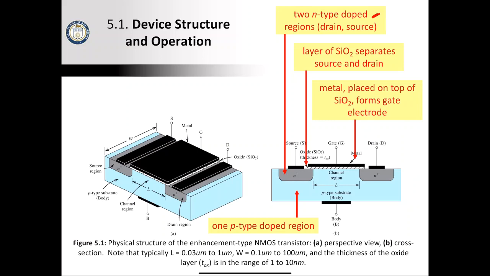Okay, so you can see here there's some additional highlights. Again, we have the two doped regions. We have the layer of silicon oxide that separates, actually this should say the gate and the body. And then the metal plate on top of the dielectric material that forms the gate electrode. And then we have one P-type doped region down here.